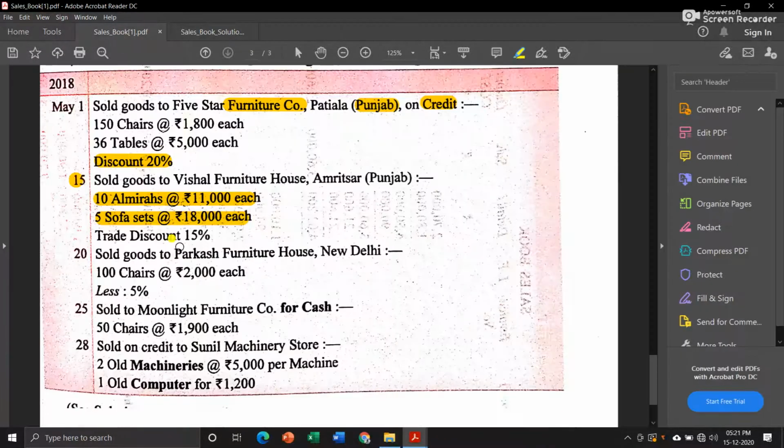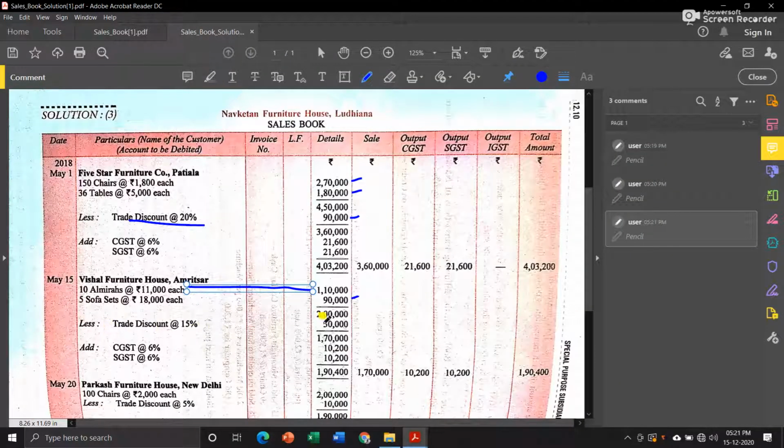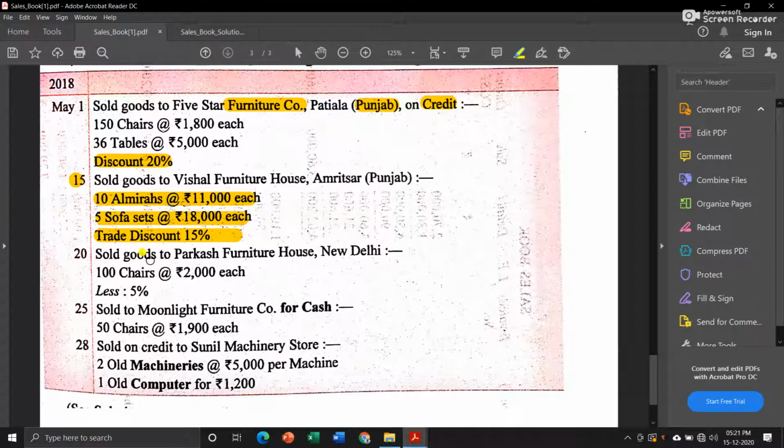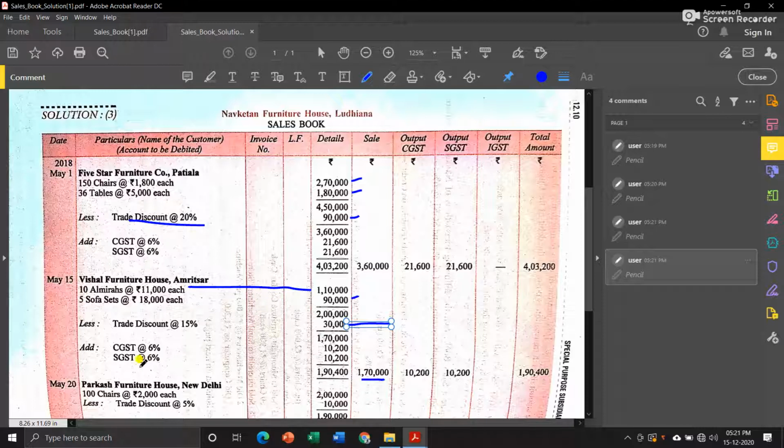Then the question said that there is a trade discount of 15%. So trade discount at 15% is 30,000. After deducting we got 1,70,000 that you can write in the sale column. Then next we have, since our customer is in Punjab as well as our business is also in Punjab, that means there will be CGST and SGST. So 6% of 1,70,000 is 10,200 and 10,200.